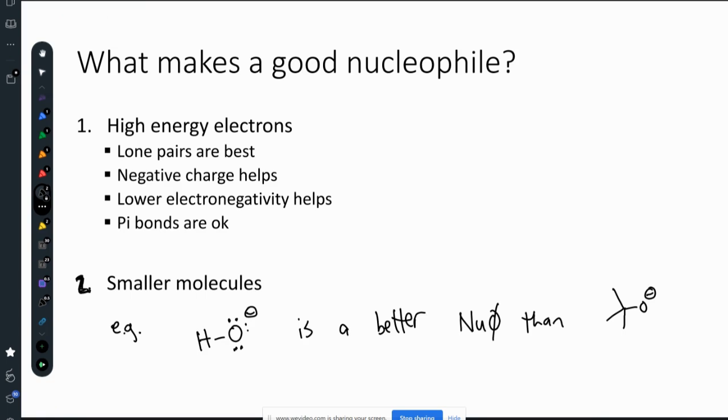So if you're comparing two nucleophiles, first look at what atom the electrons are on, what its electronegativity is, what the charge is, and then you can compare size if they're similar. We good?